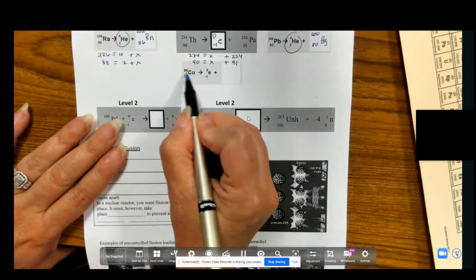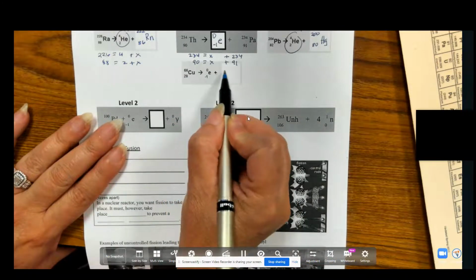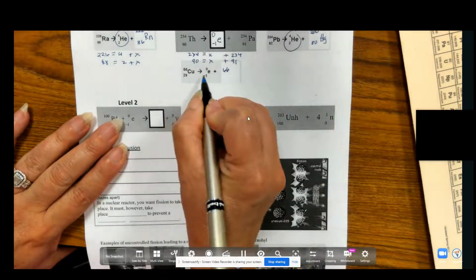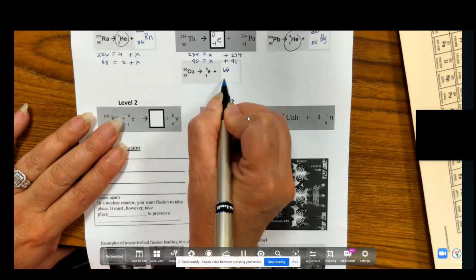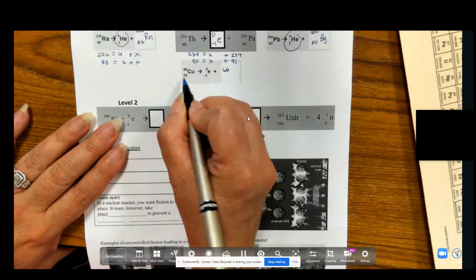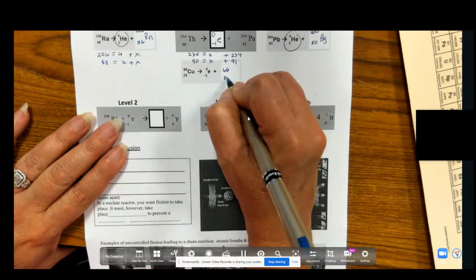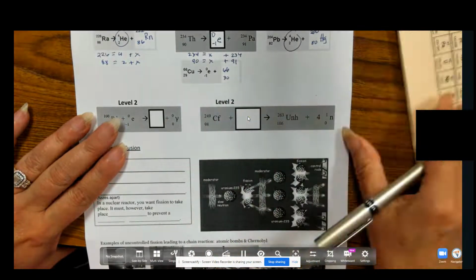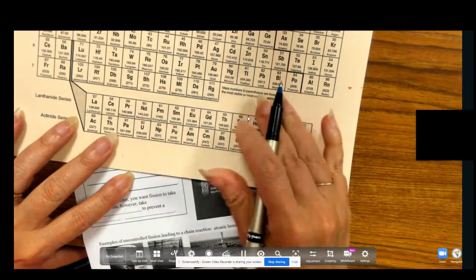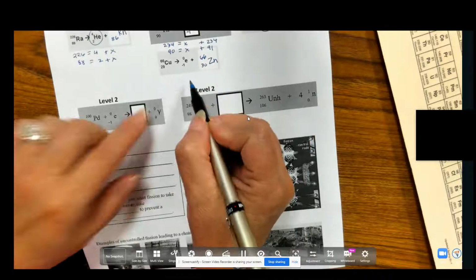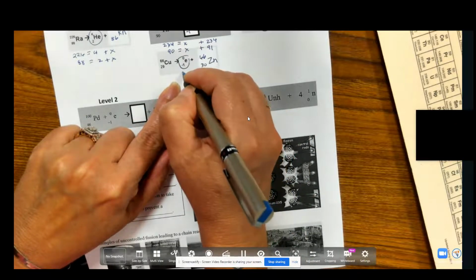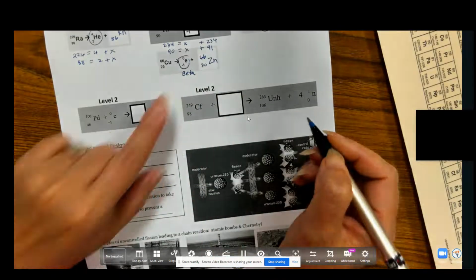One more, we got 66 equals 0 plus what? Well, that would just be 66. All right, and I got 29 equals negative 1 plus what? Or something minus 1 equals 29. So that would have to be 30, right? 30 minus 1 equals 29. So what is 30? That's right here. It's zinc. So that's the symbol I put in. And then here's my particle, right? And that's beta. So this is beta emission or decay.